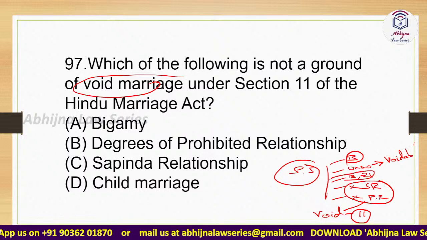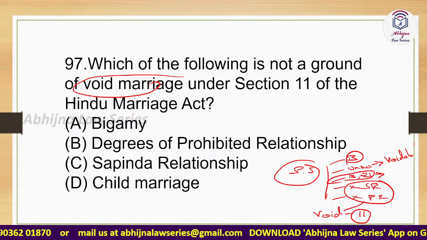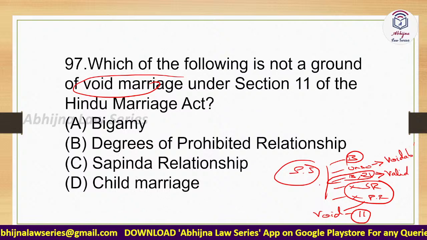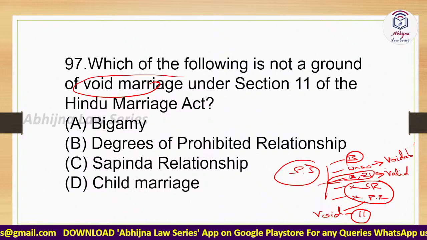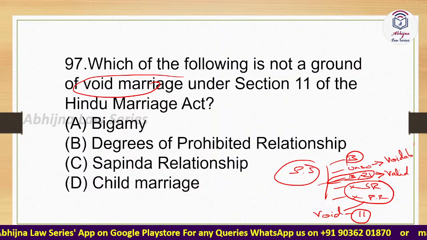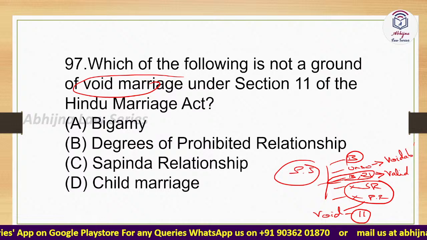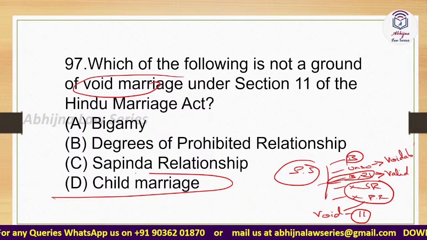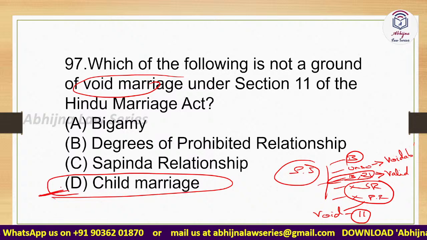So this is the age limit, and even if they violate it, the marriage is still valid. It doesn't become void or voidable, but it is a punishable offense. If they marry below that age, it becomes a punishable offense. So which is not a ground for void marriage? Child marriage is not a ground for void marriage. D is the answer here.